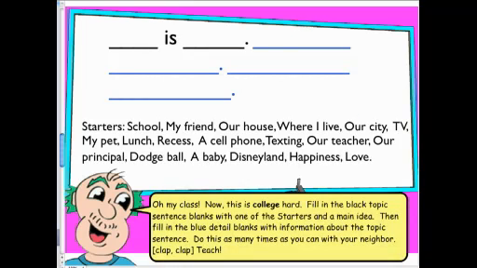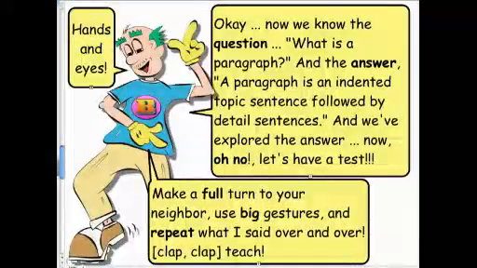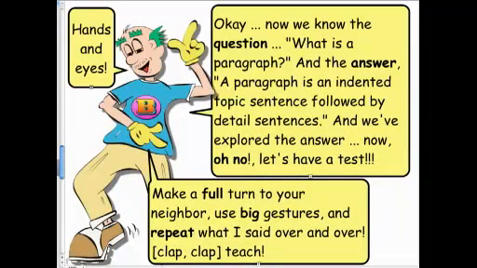Say some detailed sentences. Now, I don't even give you the topic sentence. School is, my friend is, our house is, where I live is, our city, etc. Just crank them out. Repetition, repetition, repetition.